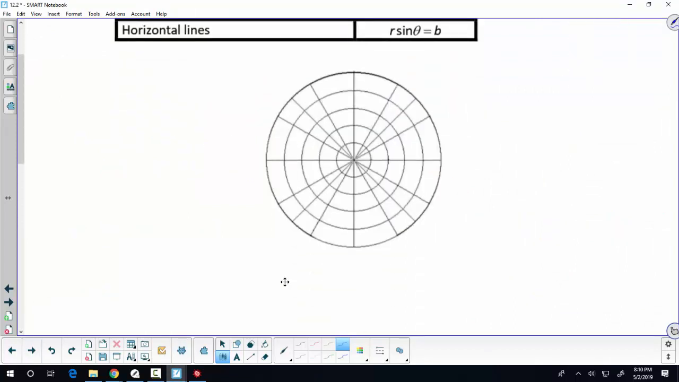We can describe horizontal lines as r sine theta equals some number, for example, r sine theta equals 5. It's just r sine theta is y, so that's y equals 5. There's not much conversion to describe here. Vertical lines: r cosine theta equals b is a vertical line, so that's x equals b.